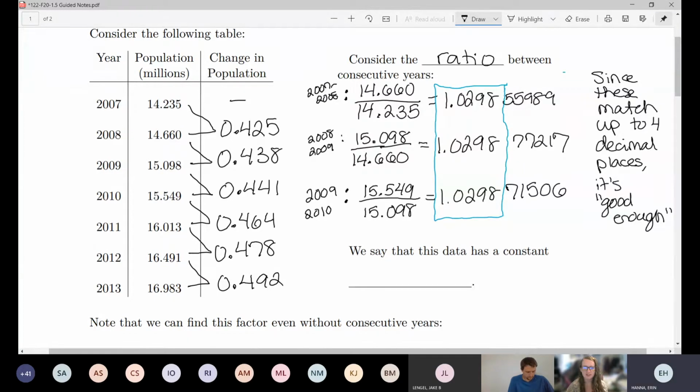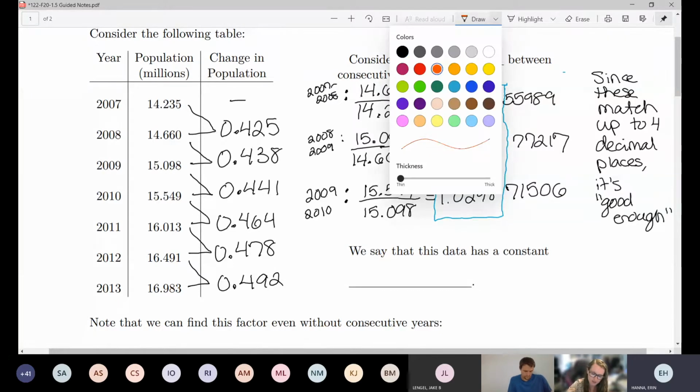So a lot of times with these types of exponential functions, you can run into issues with rounding. If you think about these populations, they're probably cut off and rounded a little bit, since it's cut off to millions and only 3 decimal places. So maybe if we were given the full, not rounded population, it would match completely. But matching up to 4 decimal places is what we'd consider good enough. I would also say up to 3 decimal places is good enough.